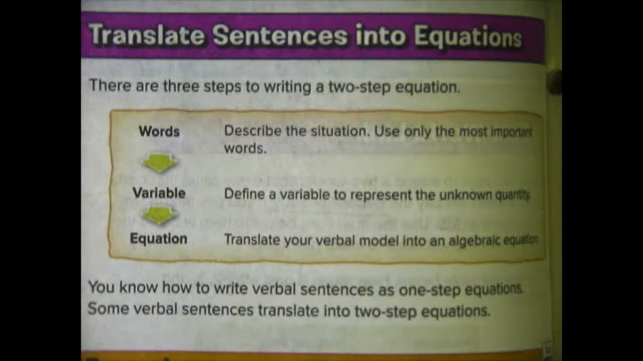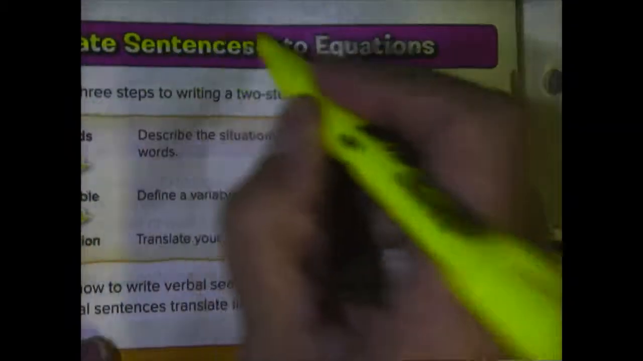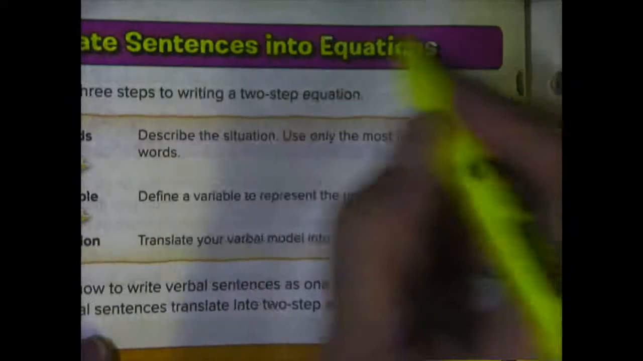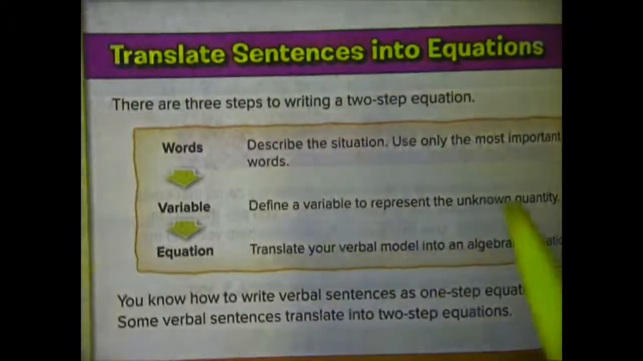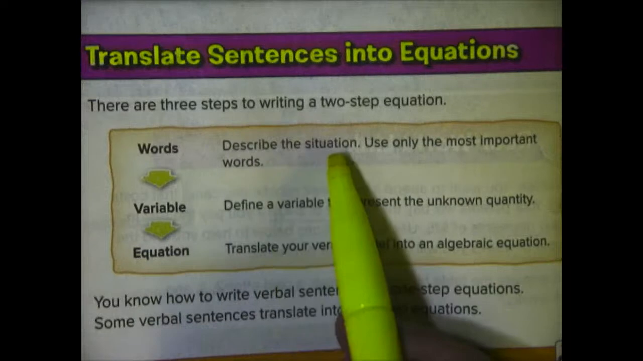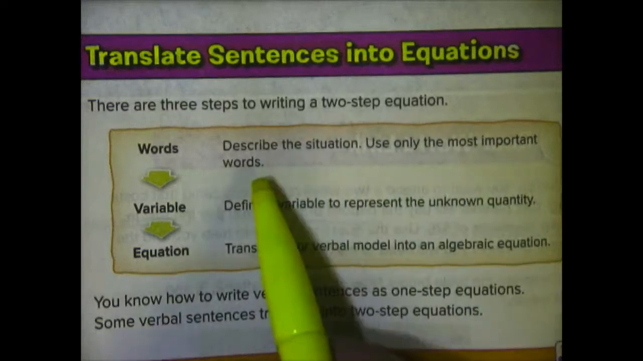At the top, it says translate sentences into equations. So we're going to go ahead and highlight that. It says there are 3 steps to writing a 2-step equation. First of all, we need to describe the situation, use only the most important words.